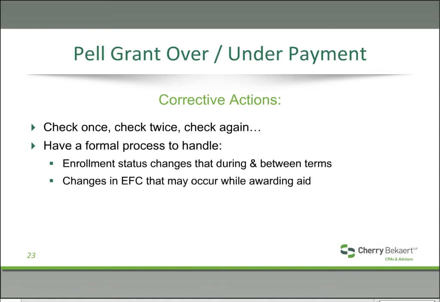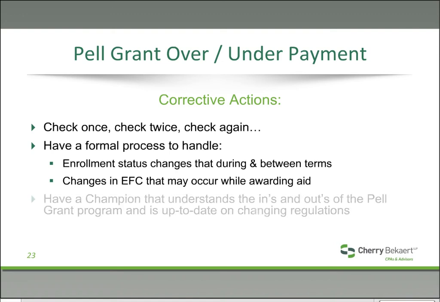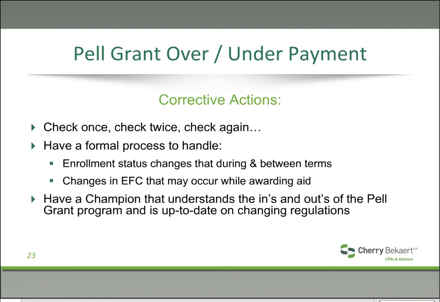Pell Grant award amount. Again, make sure that any changes in EFC that occur while awarding aid are taken into consideration in ultimately determining the Pell Grant eligibility and award amount. Pell Grants have so much going on that it's important to have a champion within the financial aid department who understands the Pell Grant program the best out of all of the folks involved in financial aid, and can be a champion and trainer of other folks coming through.